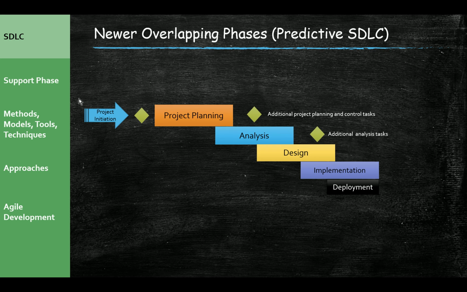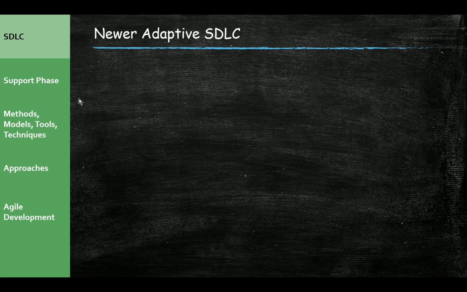While you're doing analysis, you can also do design. And while you're doing design, you might do some implementation, and your deployment could happen before you finish the implementation, and then on to support. So that would be an overlapping predictive SDLC, which is kind of somewhere in the middle of that continuum that we talked about earlier.